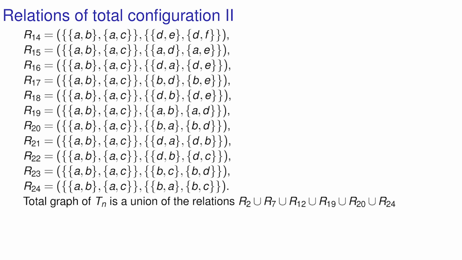There are relations on the third fiber. And our total graph in this notation is obtained as a union of 6 concrete relations. 6 is very significant. I will use this number a little bit later. And now we wanted to construct structure constants.